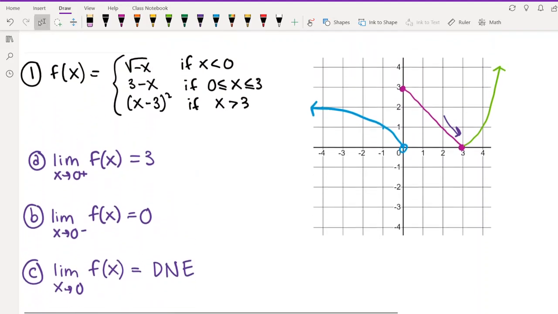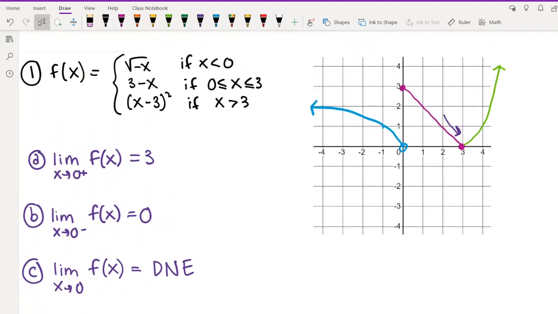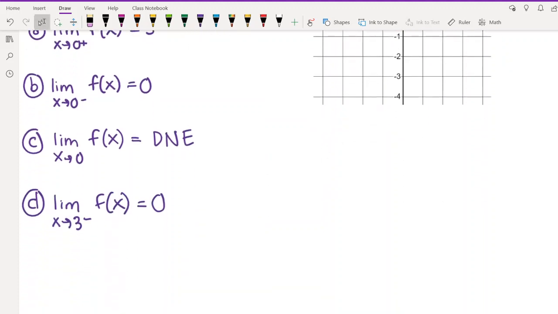So how could we have done this without looking at the graph? We could have plugged it into this equation, right? Because if we're looking for what happens when x is just less than 3, so to the left of 3, we see that this is the inequality that matches that. That tells us if we plug 3 into this middle equation, we get 3 minus 3, which is 0. And so our answer is 0. So the next question is the limit as x approaches 3 from the right.